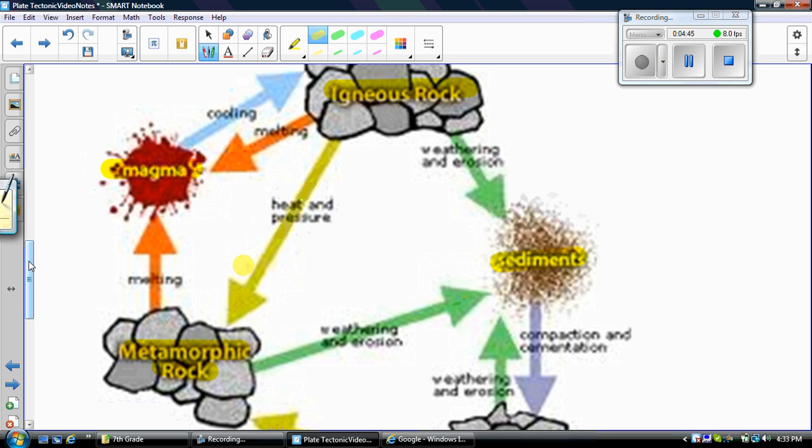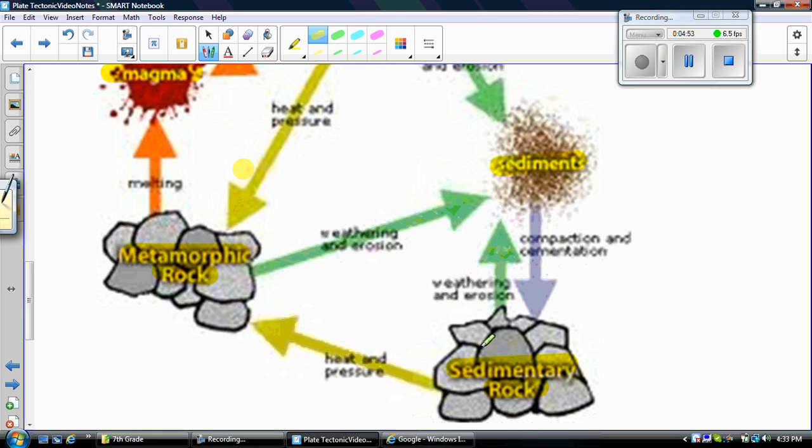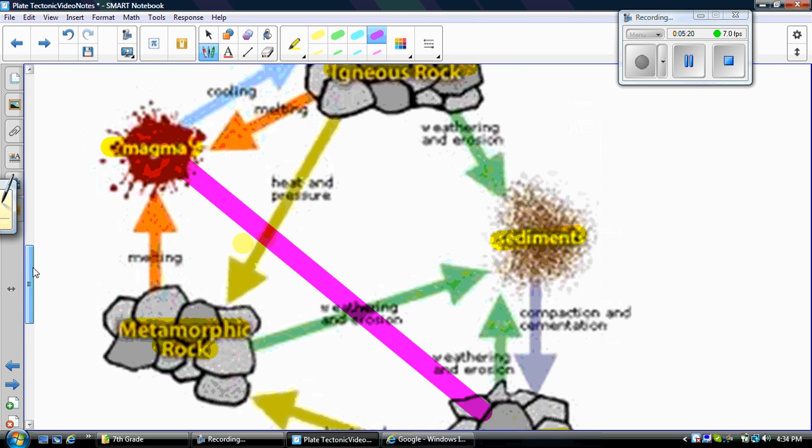Please make sure you're drawing this rock cycle in your notes. Now, a sedimentary rock can be turned into a metamorphic rock by the same process, heat and pressure. A sedimentary rock can also be weathered and eroded back into sediments. If we want to turn that sedimentary rock back into magma, then we need to melt it. And then it will turn back into magma, and then it can turn back into an igneous rock.